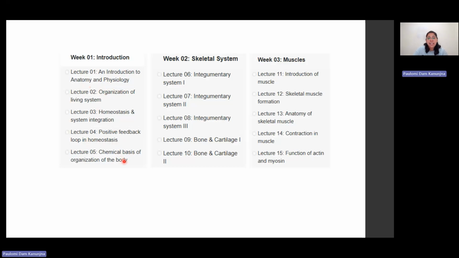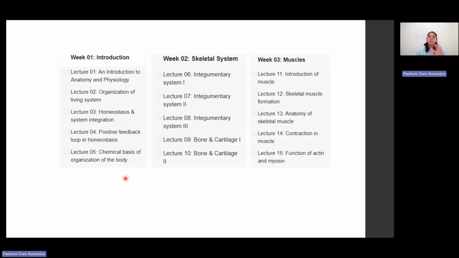And the next one was about the chemical basis of organization of the body, where we were looking into different kinds of atoms, molecules, cells, tissues, and all the biomolecules that your cell is constituted of: your proteins, your DNA, your RNA, how they are present, what their roles are, and the kinds of biomolecules that are present in your cell. So this part covered that.